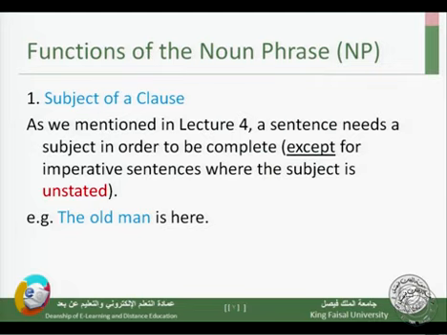So the first function of the noun phrase is the subject. For example here, "the old man is here." The old man is the subject in this sentence. It is a nominal group. We have a head, which is "man," and two modifiers, "the" and "old," and all these three words function as one group. We call them a nominal group, and it is a type of noun phrase, as you remember from our previous lecture. So "the old man" is the subject of this simple clause, of this one-clause sentence.